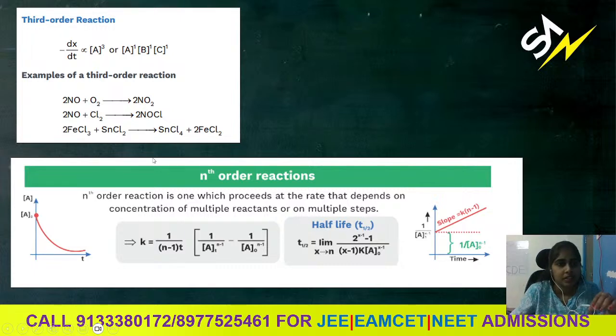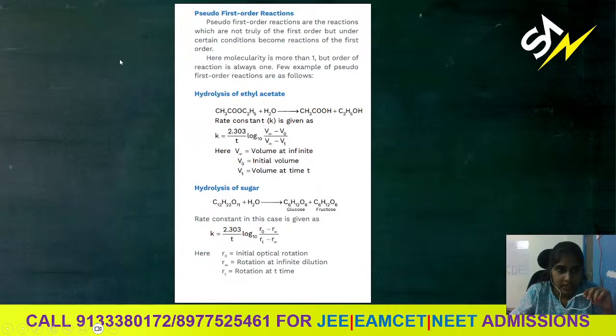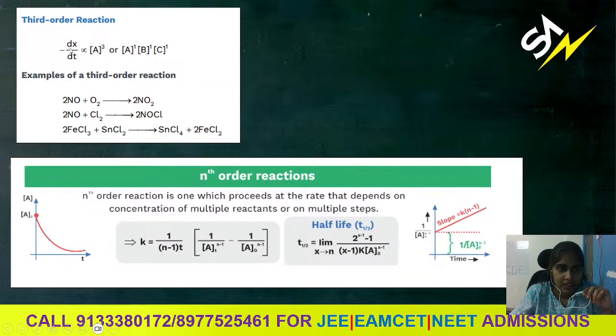Now there is a third order reaction also. So this third order reaction shows the equation in this way. Rate equation, minus dx by dt, is directly proportional to concentration of A to the power of 3, or concentration of A to the power 1, concentration of B to the power 1, concentration of C to the power 1.